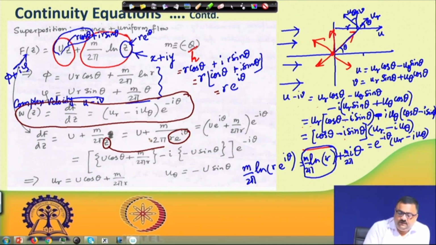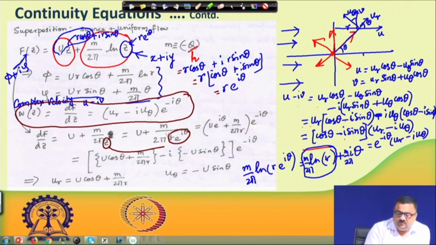so what we did here is we multiplied e to the power i theta to both the terms, and outside we put e to the power minus i theta, so that they all even out. Okay. So, what we did is we multiplied u with e to the power i theta and m by 2 pi r e to the power i theta. So, e to the power i theta in that case cancelled out, and then e to the power minus i theta remained at the outside.